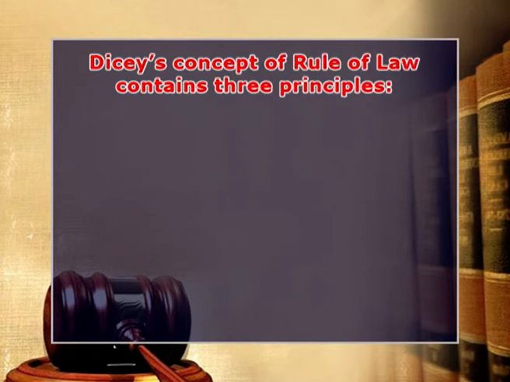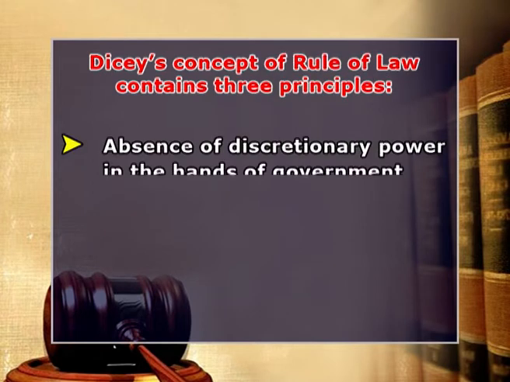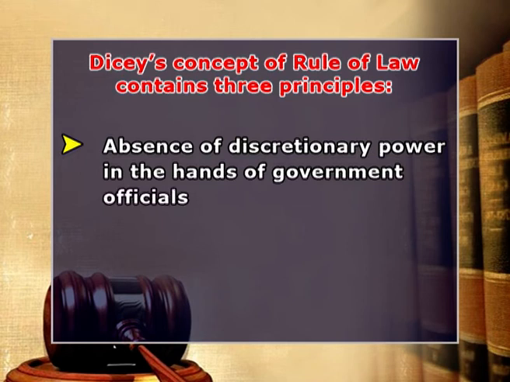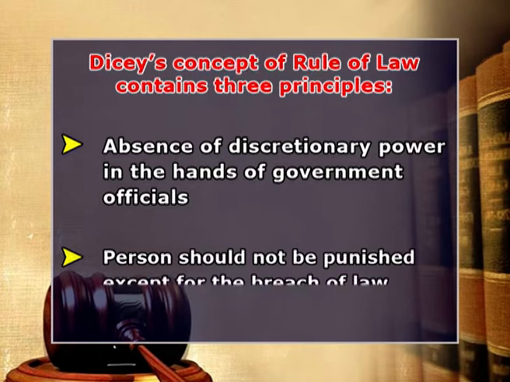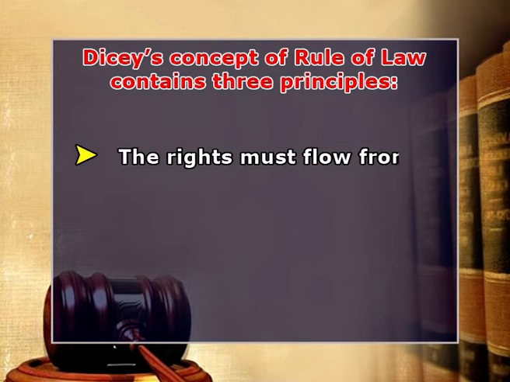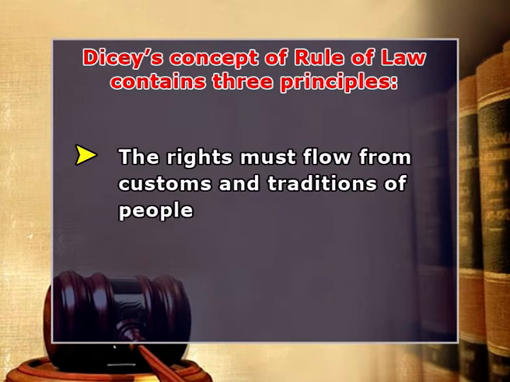Dicey's concept of rule of law contains three principles. Number one, absence of discretionary power in the hands of government officials. Number two, a person should not be punished except for the breach of law. And number three, the rights must flow from the custom and traditions of people.